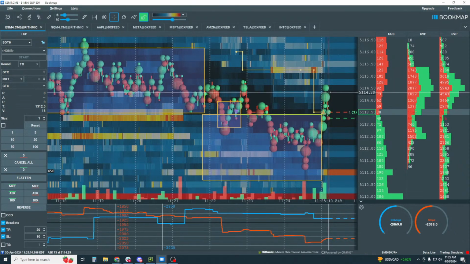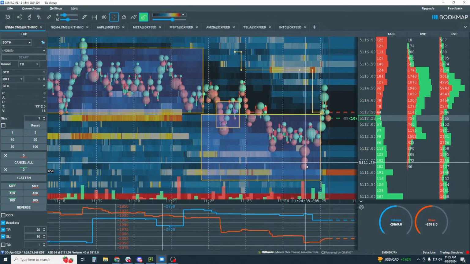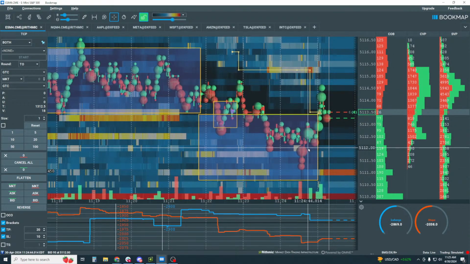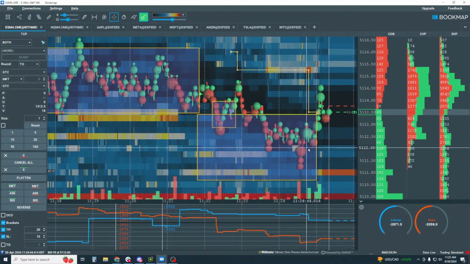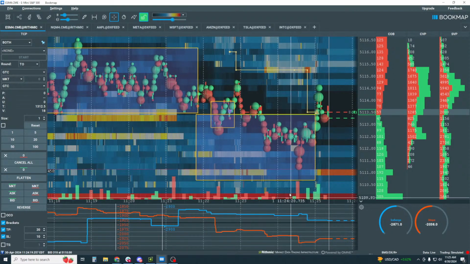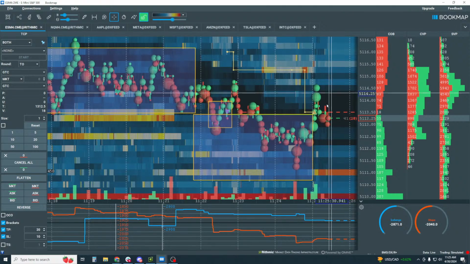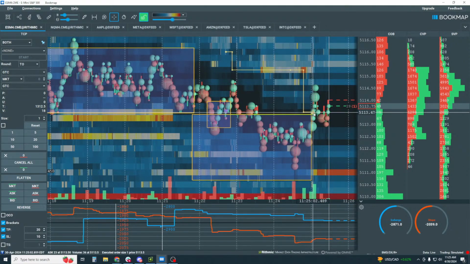I don't want to be stubborn here. It did this move, and it came pretty close to that measured move, and then we rejected here, and we came back up and found buyers. They're going to push it back up, okay, so I'm going to get stopped out at this point here.